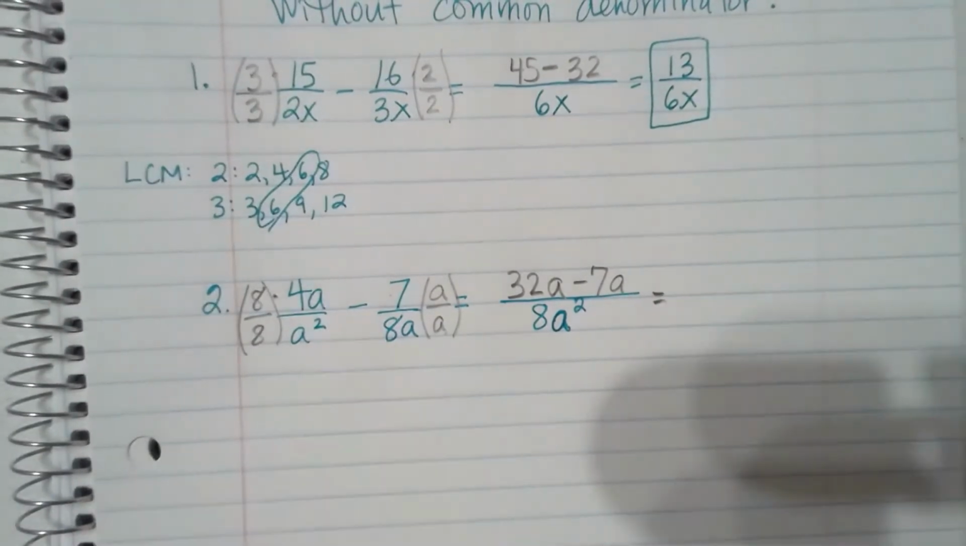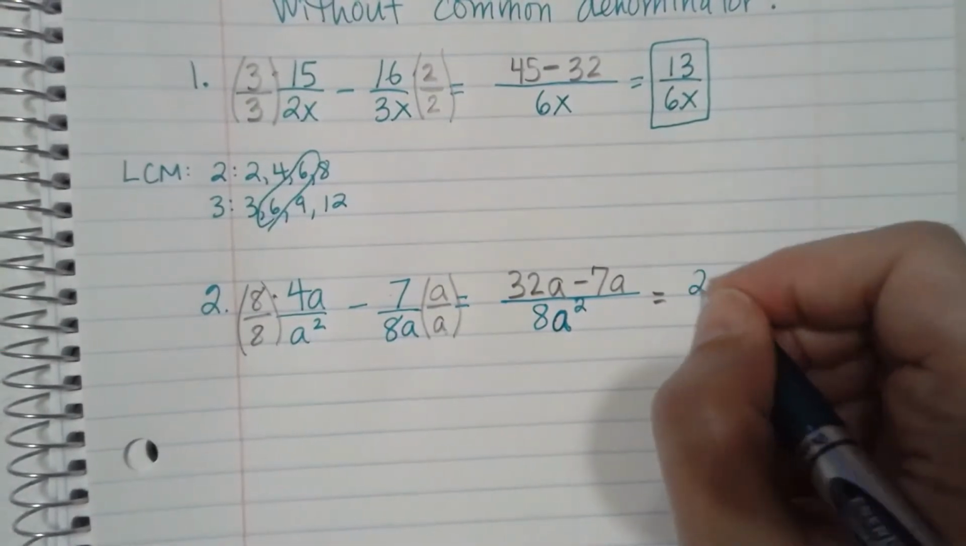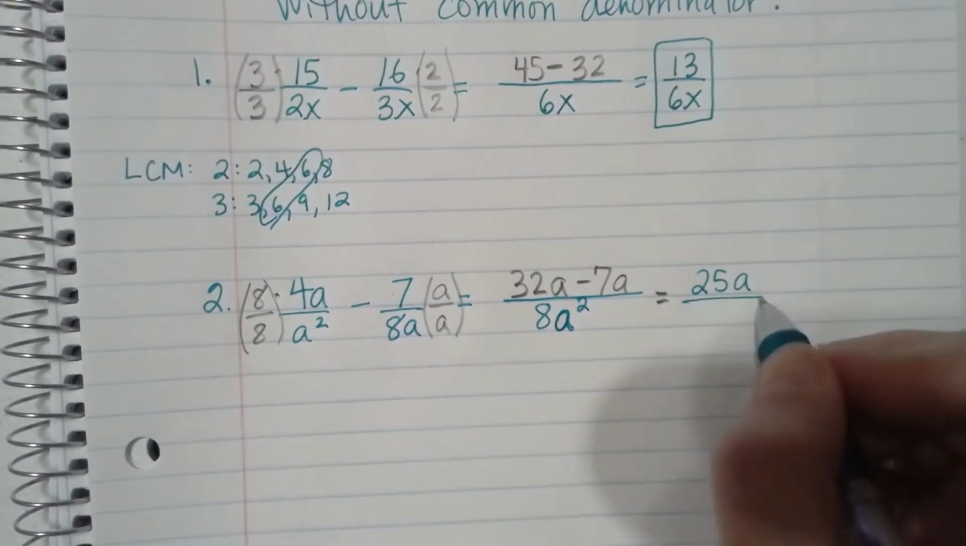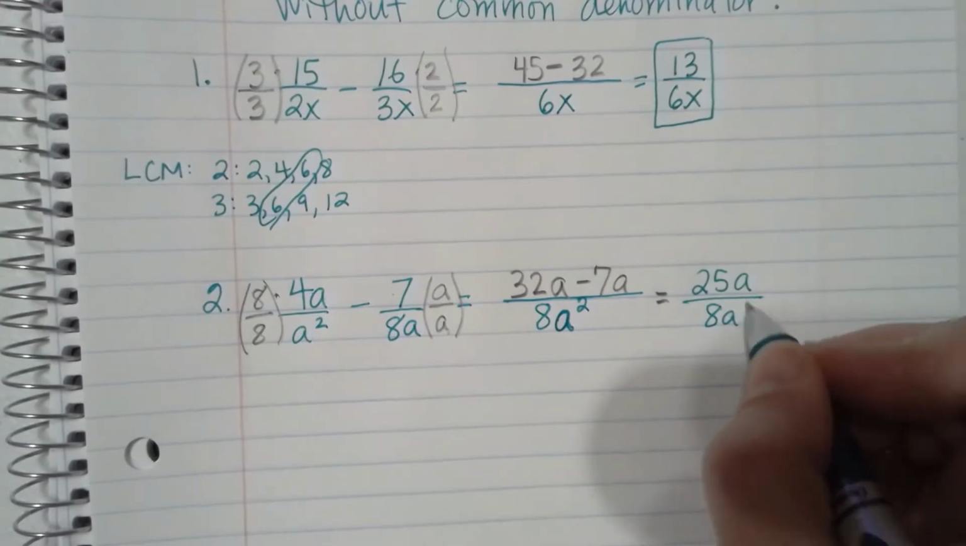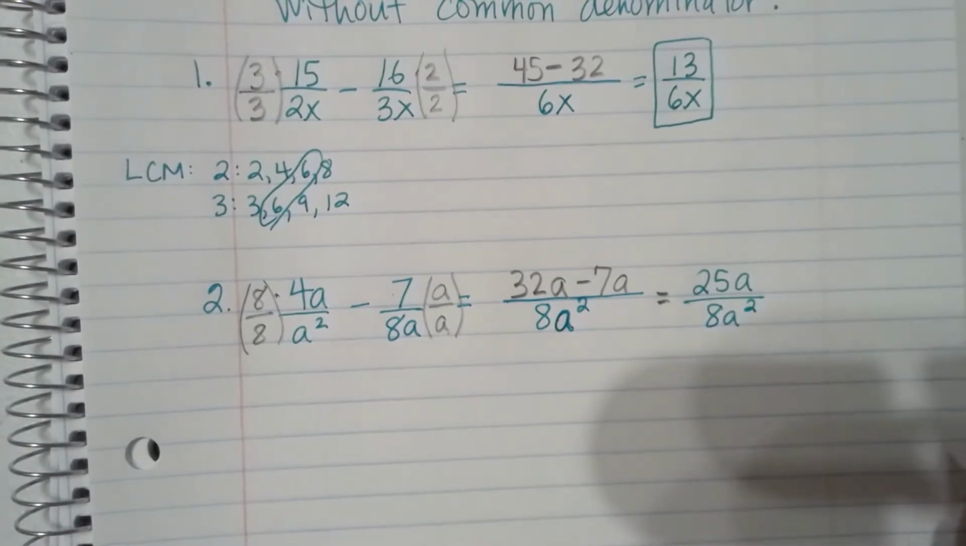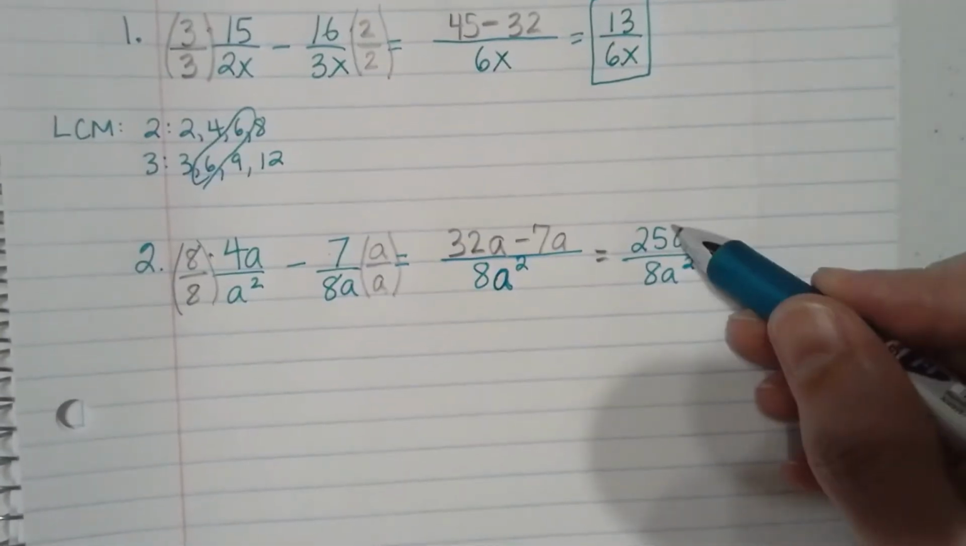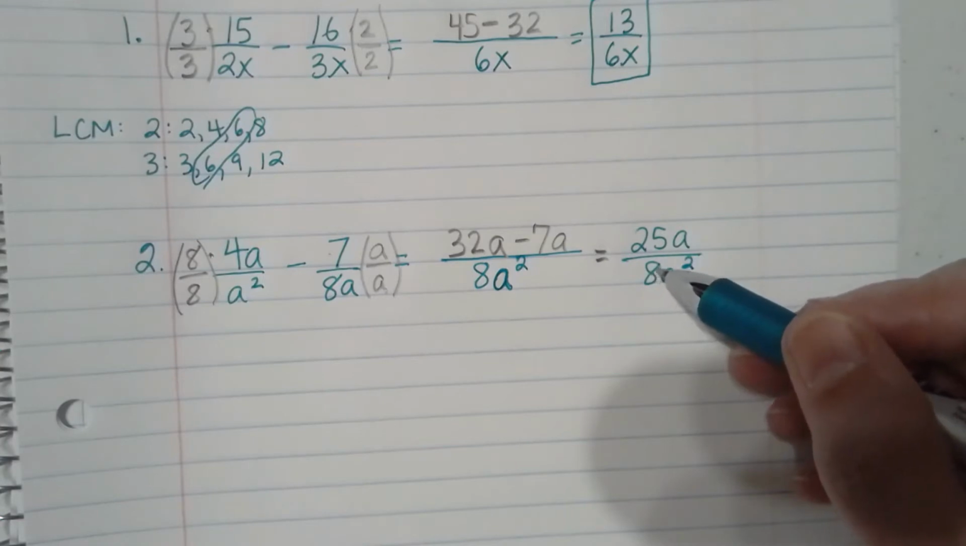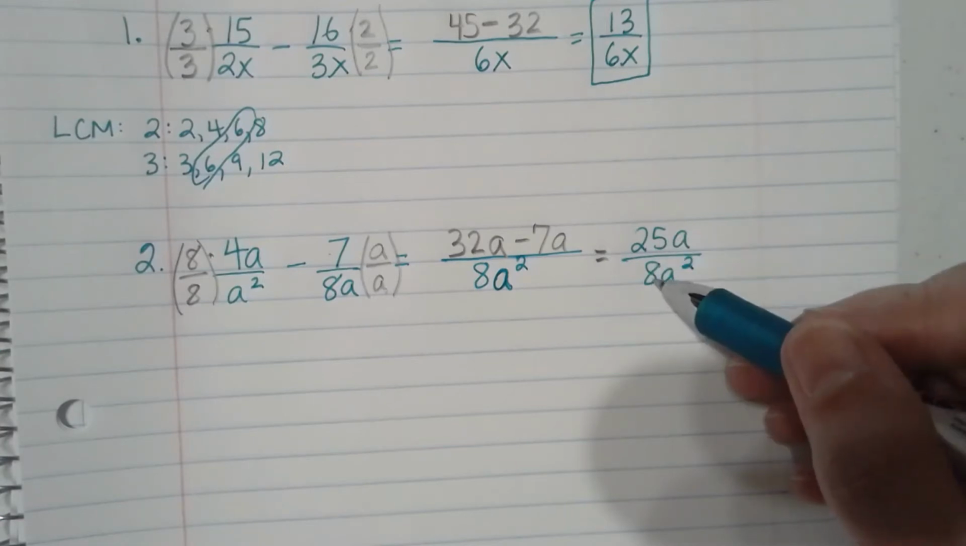32a minus 7a makes 25a. Is that right? Yeah. I have the answers right here on my paper. I'm pretending like I don't know what to do. All right, so 25 only divides by 5, which 8 doesn't divide by 5. So that fraction's not going to simplify.